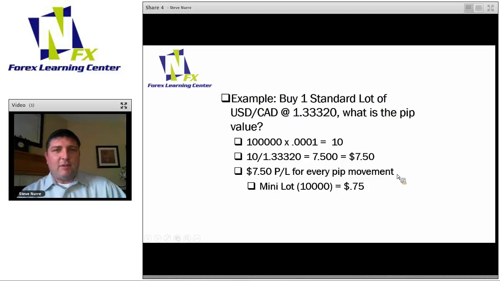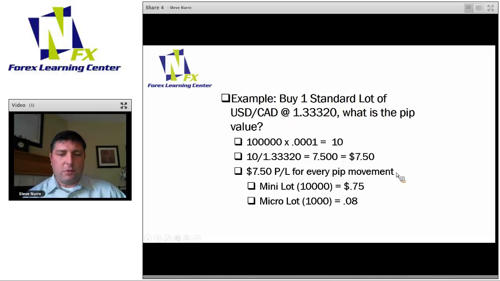For a mini lot, that would be 75 cents profit and loss. And for a micro lot, depending on what broker you go through, some of them might round it down. Some might actually have 0.075, or they could use the simple rounding rules of rounding it up to 8 cents. Some might round it down to 7 cents. Some brokers act a bit different when it comes to the rounding on micro lots. But on a micro lot, that would be approximately 8 cents P&L for every pip movement in the market. We'll go through some exercises in the next tutorial, not only for US dollar-based accounts, but also if you happen to live overseas, because this is going to work a little bit different for you.